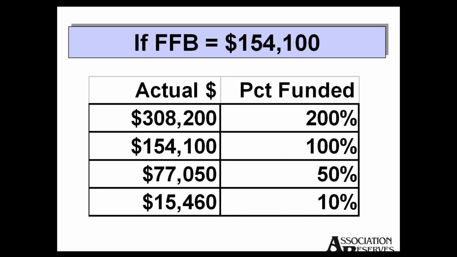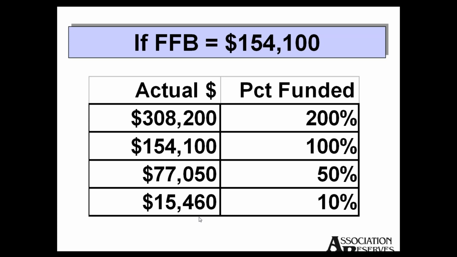Now you can look at the other board members and say, well, we have at this point in time $308,000. That means we are 200% funded, and that means something. I'll get to that in just a moment. And that's very different from we have $15,460. We are 10% funded. Now the good thing is that 10% funded at Association A means the same thing as 10% funded in Association B. So now we have a good measuring system that we can use across the board.